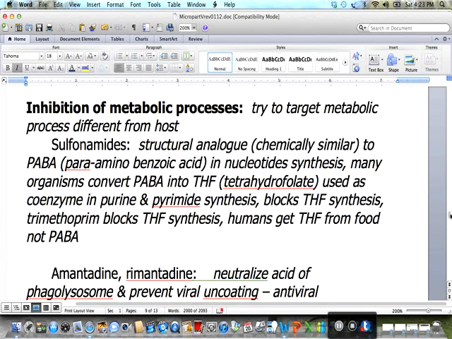Amantadine and romantadine act on the phagolysosome to prevent viral uncoating.